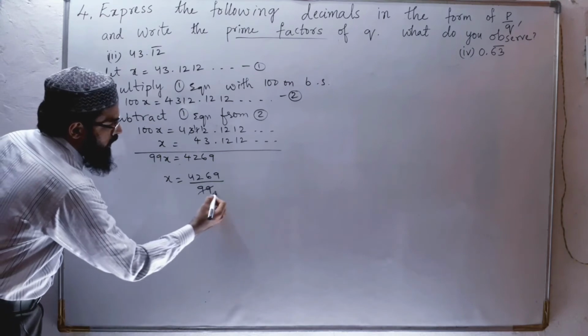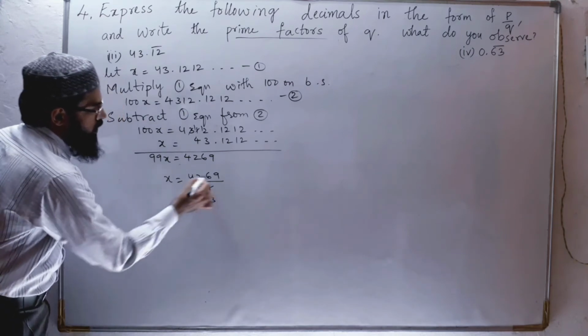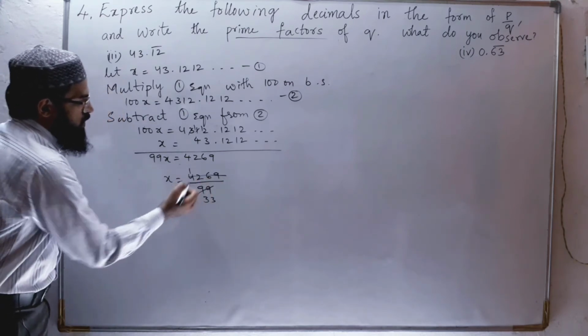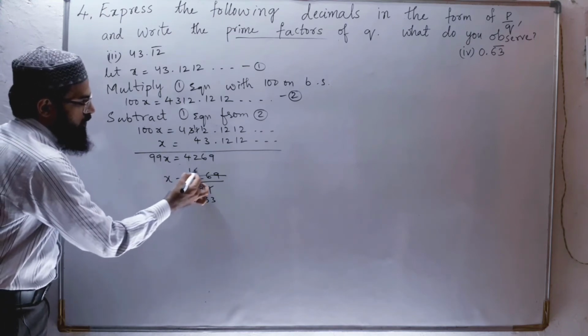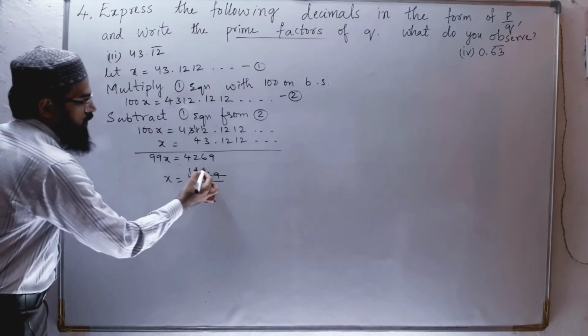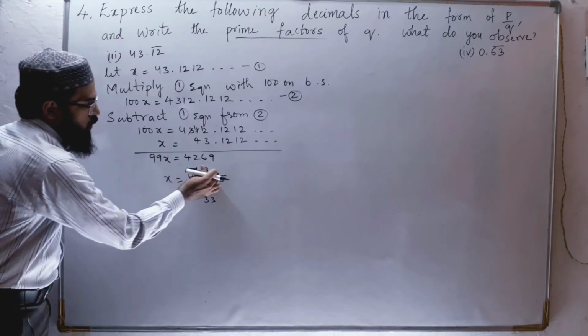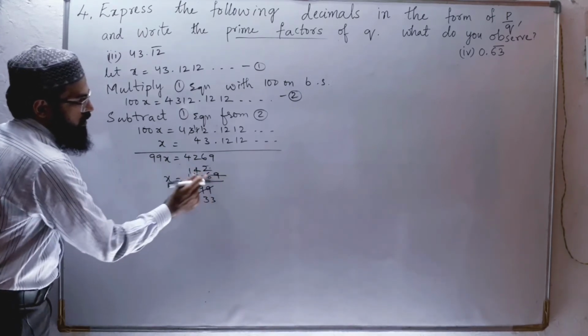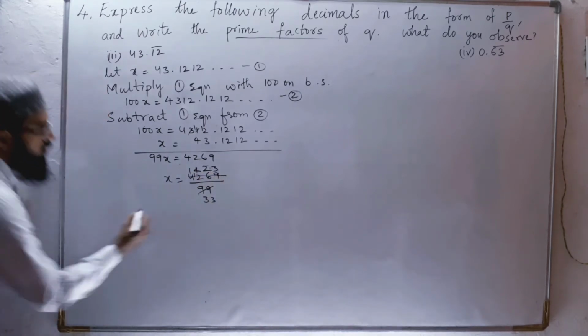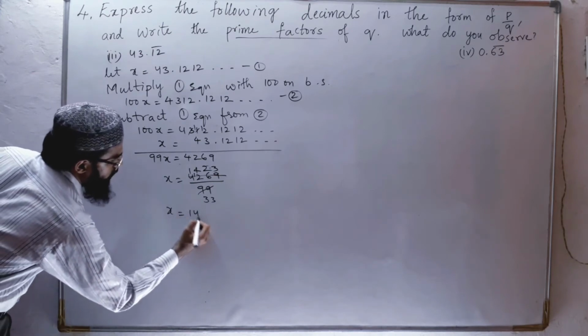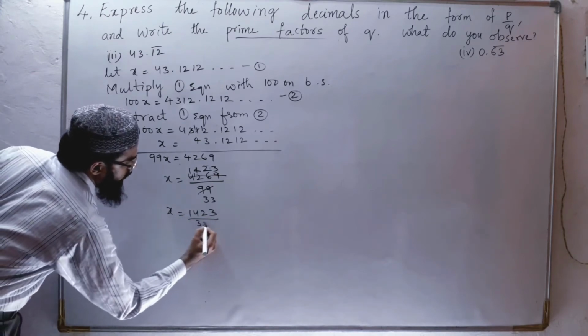So 3 3s are 9, 3 1s are 3, 1 left, 3 4s are 12, 3 2s are 6, 3 3s are 9. So we have got x equals 1423 by 33.